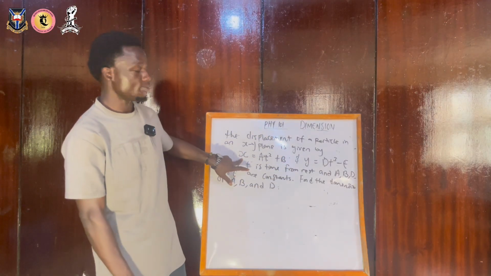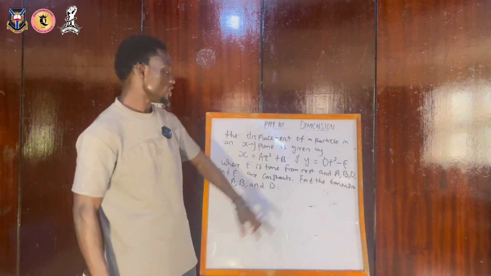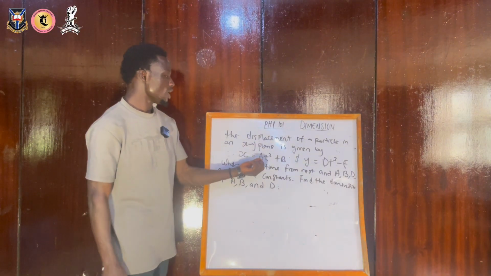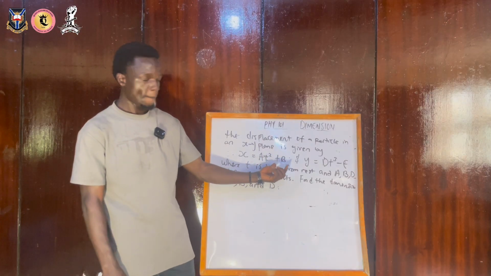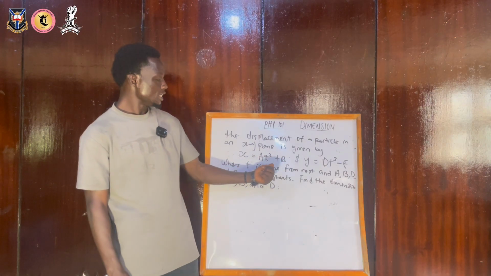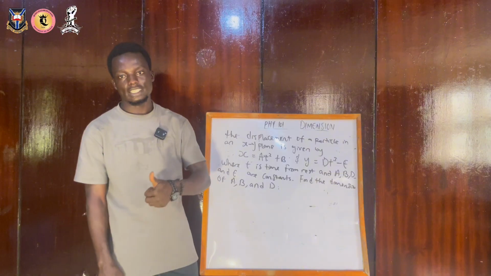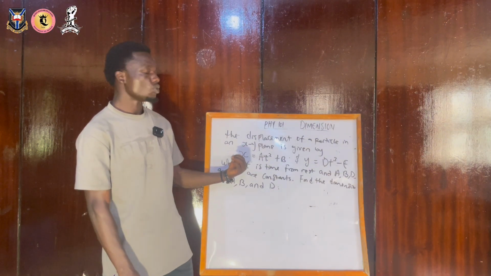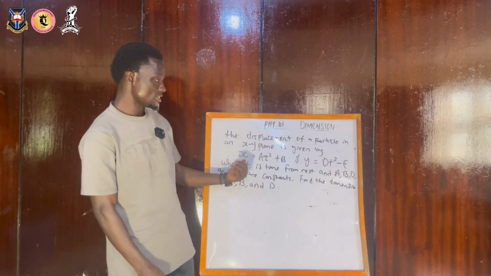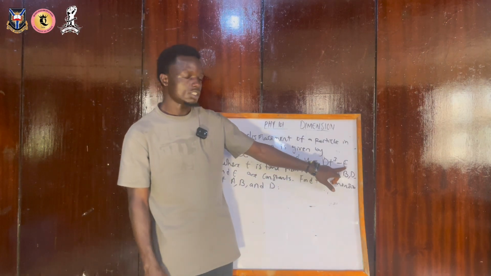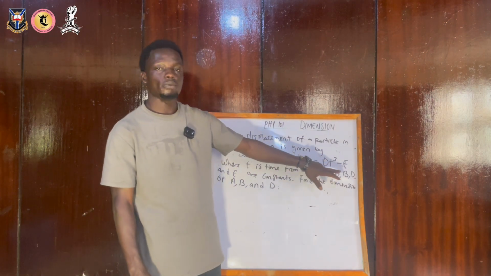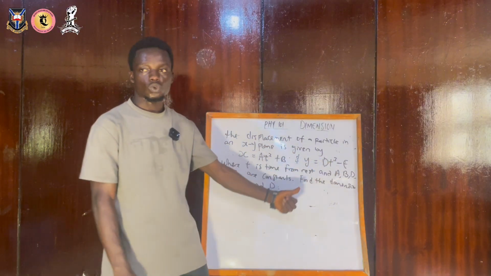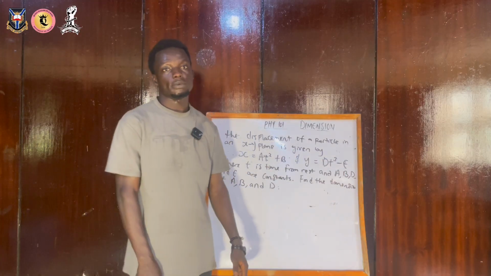So your x is a displacement, which has a dimension of L. Your y also is a displacement, which also has a dimension of L. Now for you to add at square with B, that means at square and B have the same dimension. And for them to be equal to X, that means they also have the same dimension as X. For you to subtract E from dt cube, that means E and dt cube have the same dimension. And for them to be equal to Y, that means Y also has the same dimension as them.